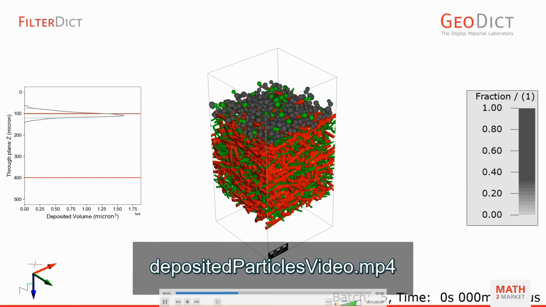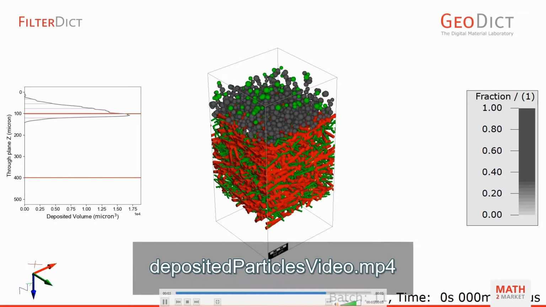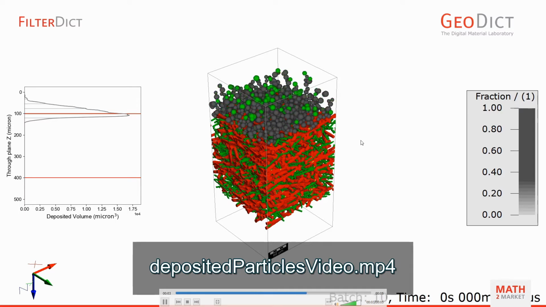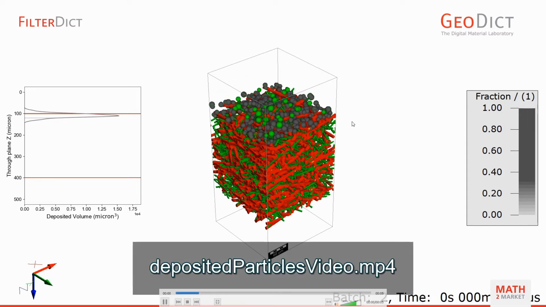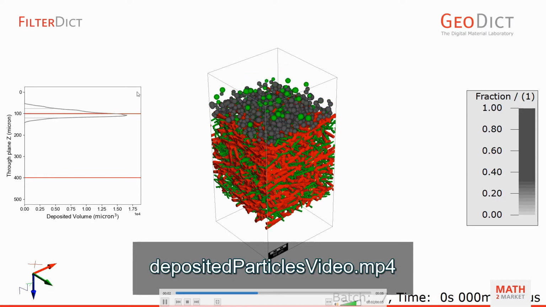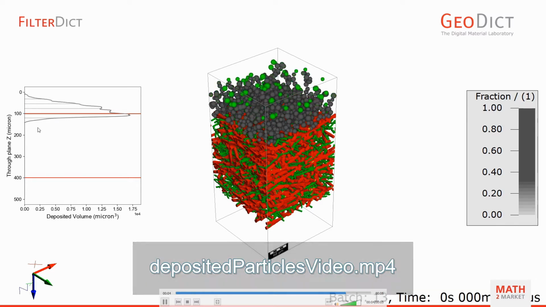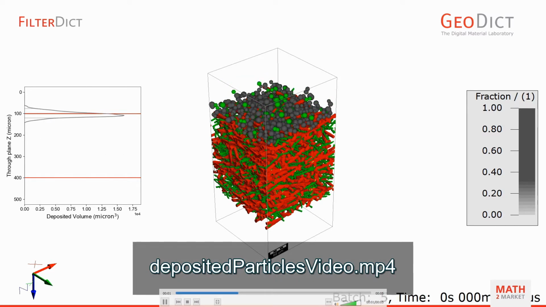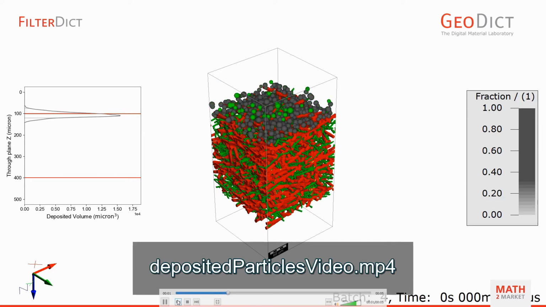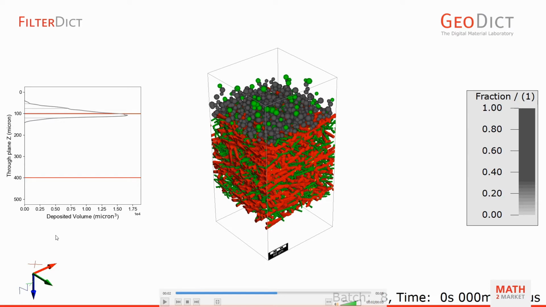The particles build up at the inlet of the filter. The green particles are the ones of the current batch. The gray particles are the ones of the previous batches, which have been filtered and added as obstacles to the filter geometry. On the left hand side you can see an animated plot with the deposited particle volume for each z coordinate. Z is in this case the flow direction. The flow happens from top to bottom, which is the z-axis.